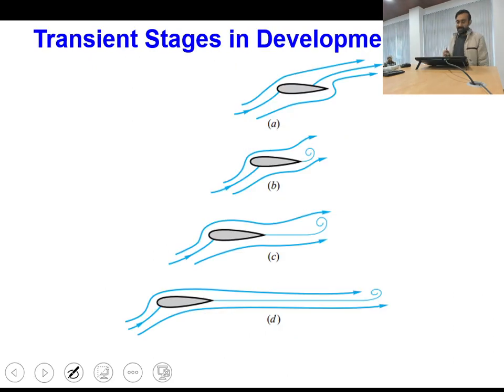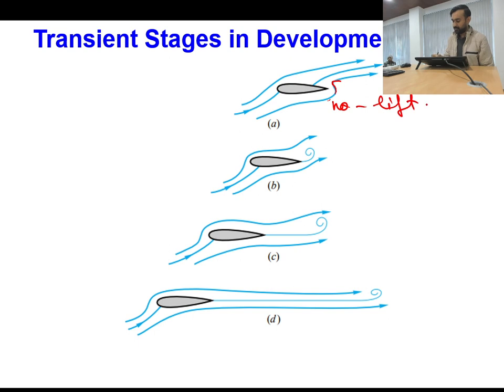So here you can see how the generation of the lift takes place. This is the very first stage. When flow immediately starts happening over the airfoil body, you will find that flow bends at the backward side and there is no lift generation.